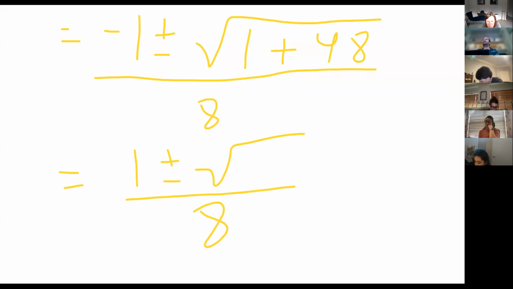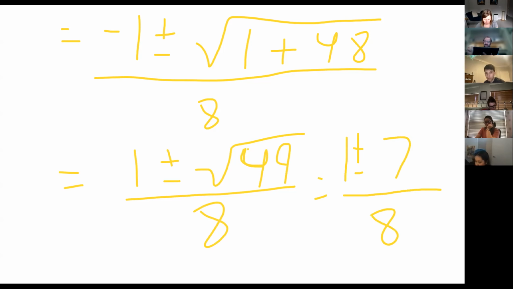So what am I getting here? 48. 48 and 1 is going to give me what? 49. Yeah, 49. Root 49 is 7. And we're dividing that by 8. And we can't factor that anymore.